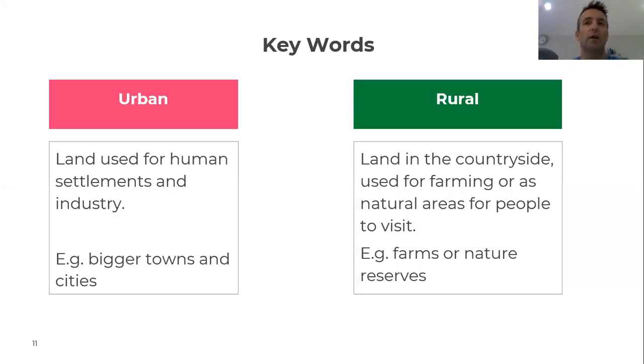An urban area is when we have land used for human settlements and industry. So things like bigger towns and cities are all urban areas. So they're larger human settlements. Whereas rural areas are bits of land in the countryside that are used for farming or for natural areas for people to visit. And these would be things like farms or nature reserves. Okay, so urban areas, larger human settlements like towns and cities. Rural areas, places within the countryside like farms or nature reserves.